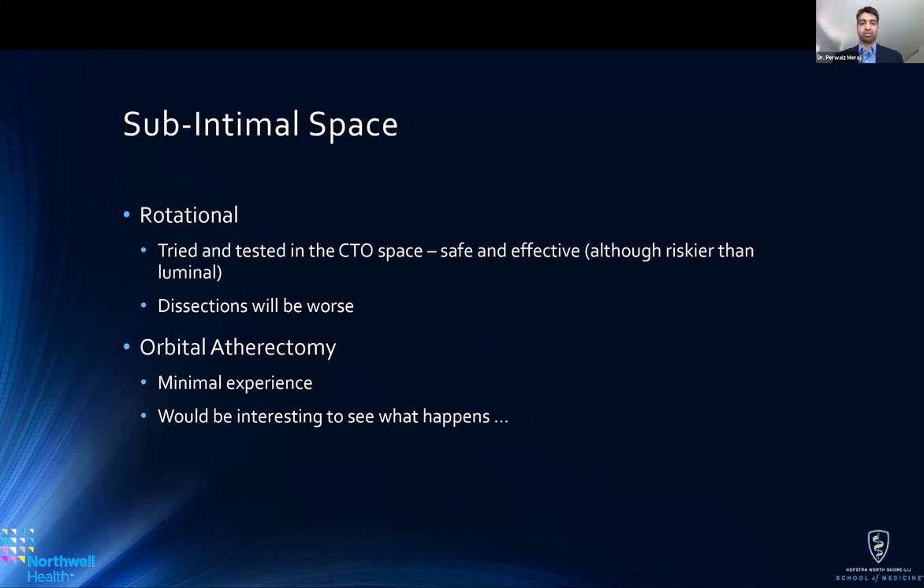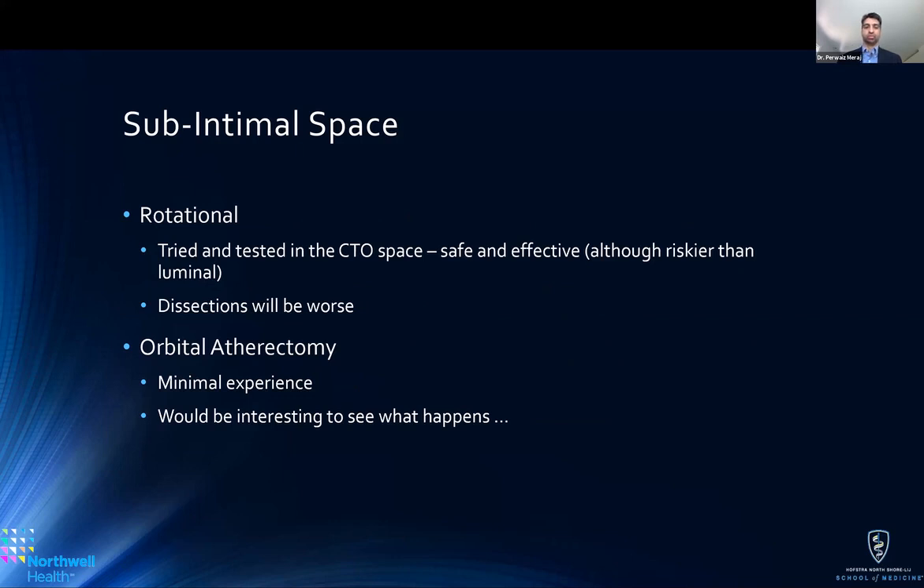As a CTO operator, this is really a tried and true space in the subintimal space when using rotational atherectomy. When we have a very calcified chronic total occlusion, we are able to successfully wire across. The best thing to do is to get an effective result. Otherwise, your restenosis rates are quite high in these cases. Therefore, rotational atherectomy is really the ideal option.